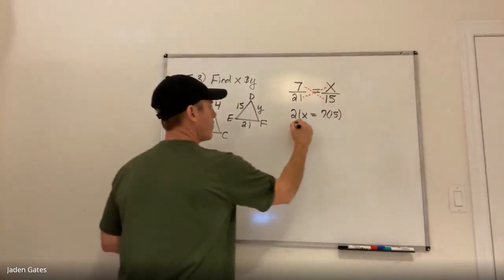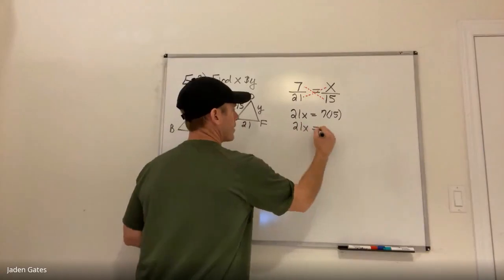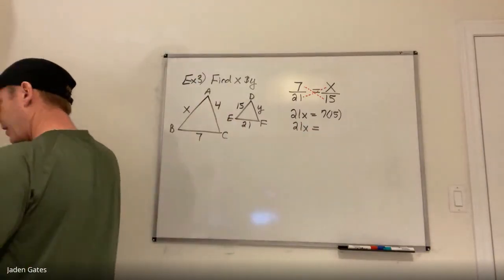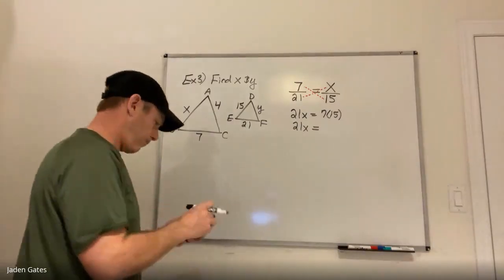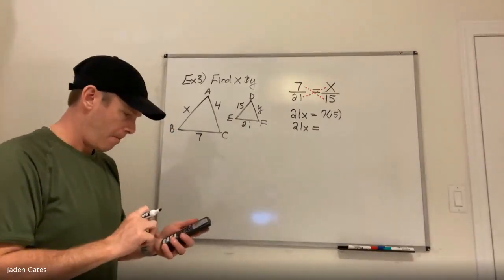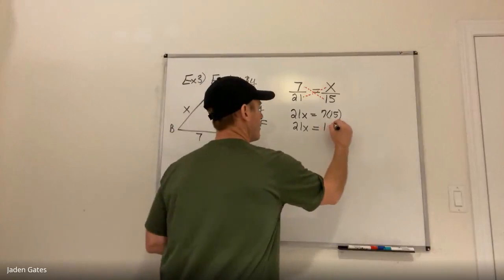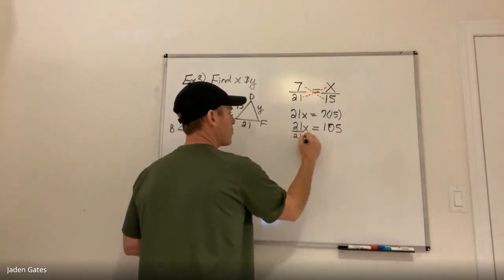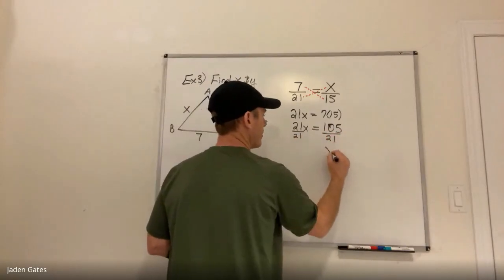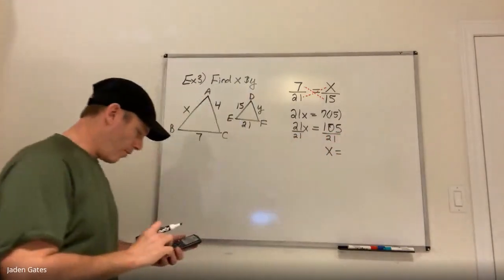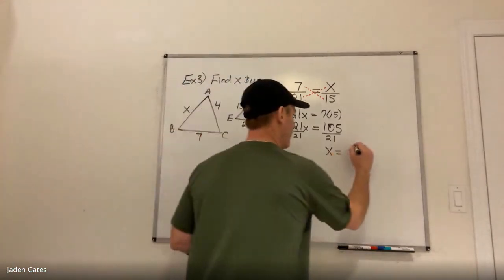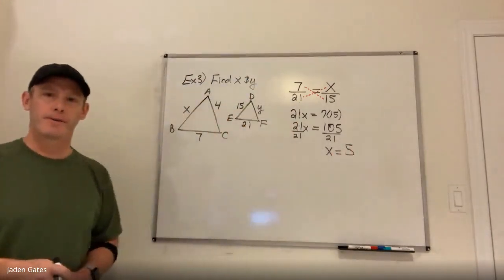Let's see here, 21x, and 7 times 15 is 105. Whoops, 105. And of course, I'm going to divide both sides by 21 to get x by itself. And so I take 105 divided by 21, and I find out that x is 5.